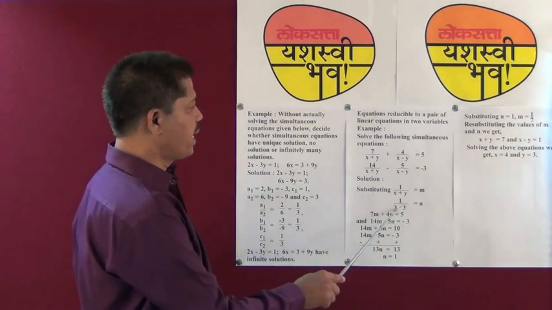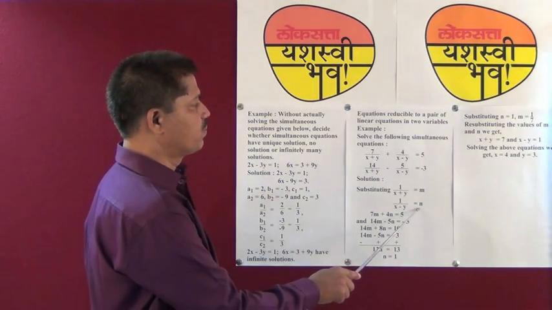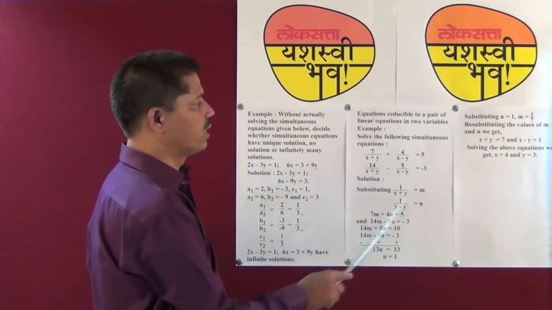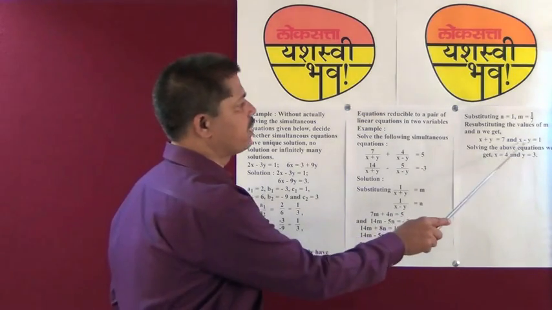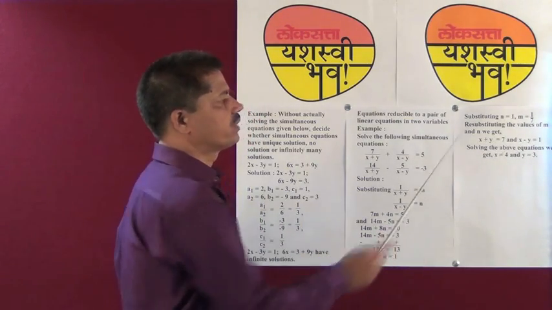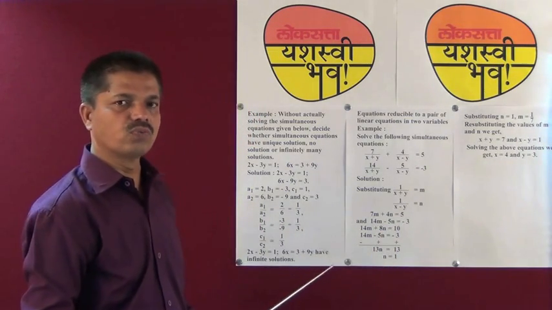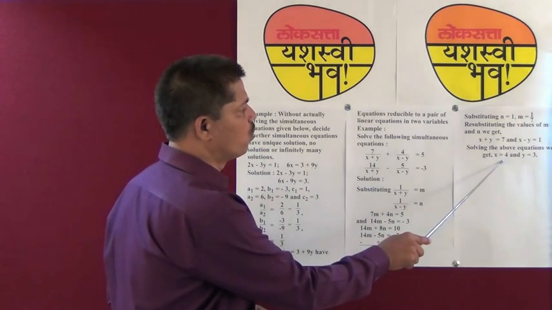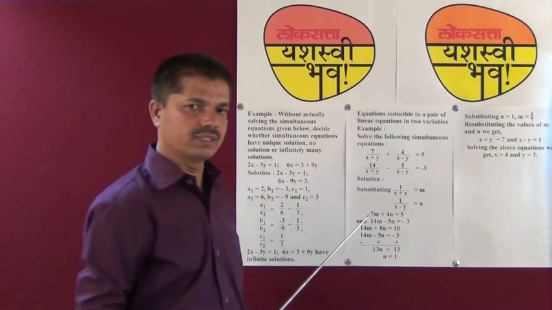And 1 upon x minus y is equal to n, but the value of n is equal to 1. Therefore, 1 upon x minus y is equal to 1, we get x minus y is equal to 1. If you solve these two equations, x plus y is equal to 7 and x minus y is equal to 1, you will get the values of x is equal to 4 and y is equal to 3.